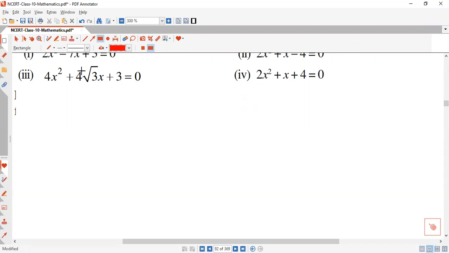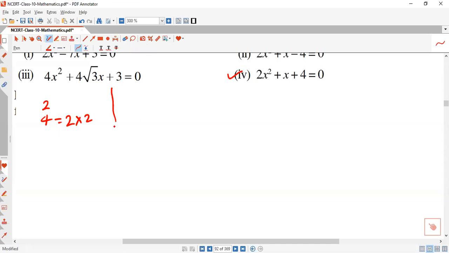So now question part 4: 2x² + x + 4 = 0. First, we will solve the question by the factorization method. Is factorization possible? 2 is here, 4 can be written as 2 into 2. We are not getting the factorization, so factorization is not possible here.